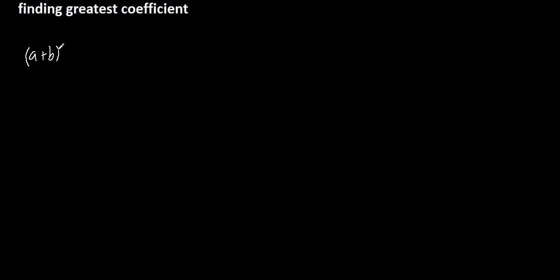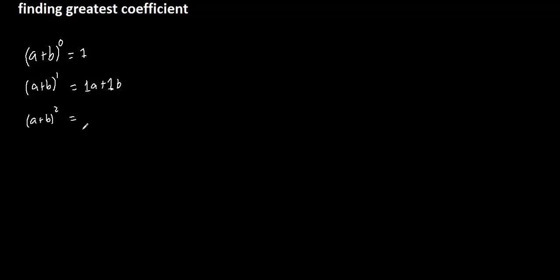If I take a binomial to different powers, we start getting something rather interesting. If I take a plus b to the power of 0, anything to the power of 0 is 1. If I take a plus b to the power of 1, anything to the power of 1 is just itself, so I get 1a plus 1b.